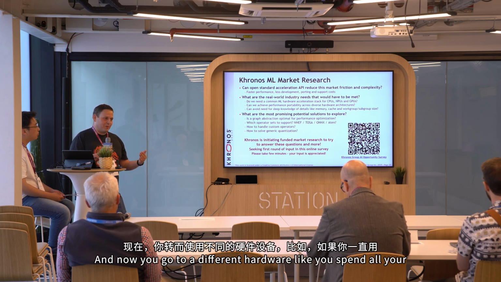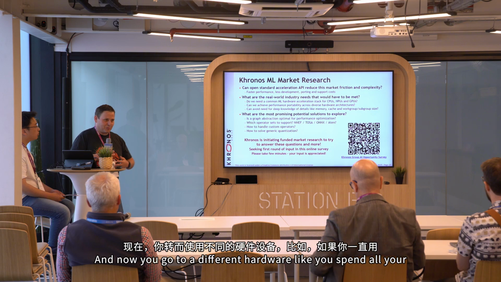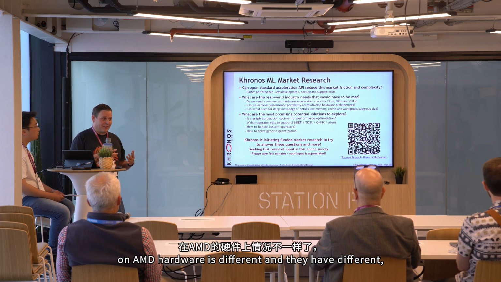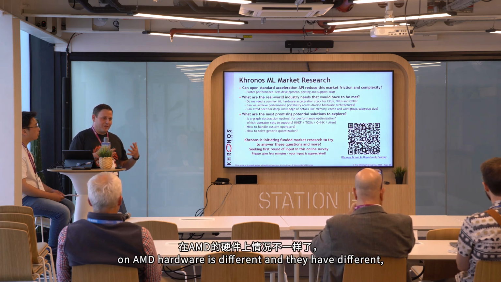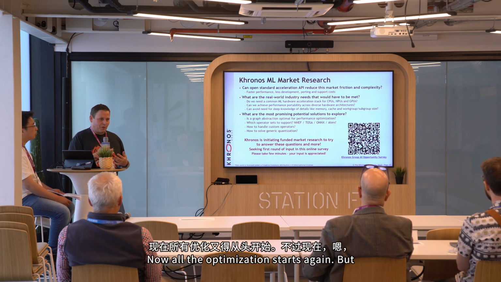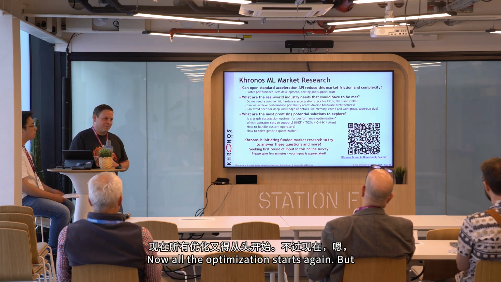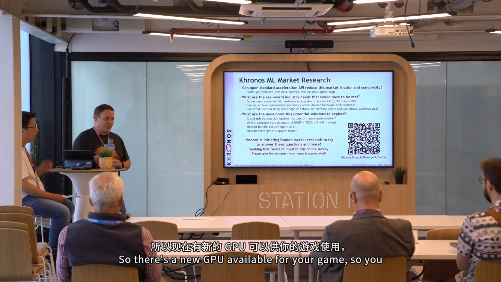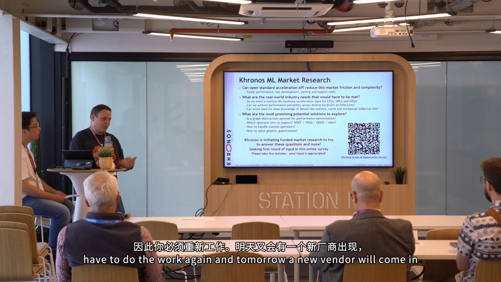And now you go to a different hardware. Like you spend all your time on NVIDIA and go to AMD, and you figure out, oh, on AMD, hardware is different, and they have different, I don't know, latency for RAM, different cache size. Now all the optimization starts again. But now, well, Qualcomm is now a Windows on ARM vendor. So there's a new GPU available for your game. So you have to do the work again.